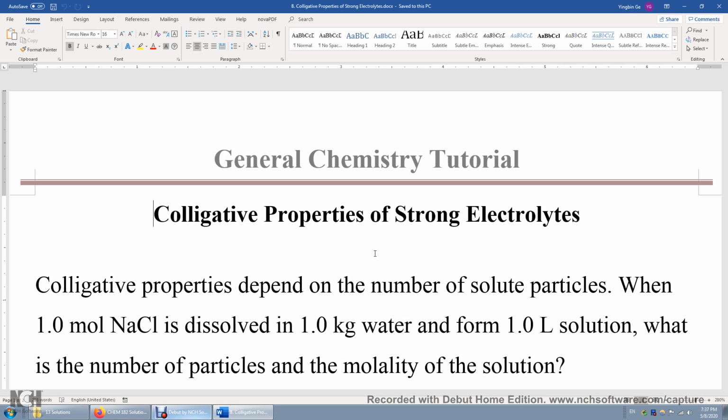So what's the difference here? Why do we want to emphasize the colligative properties of strong electrolytes? Now imagine if we put 1 mole sucrose in 1 liter of water. And how many sucrose molecules do we have in water? 6 times 10 to the power 23 sucrose molecules. Now what if I put 1 mole sodium chloride in the same amount of water?